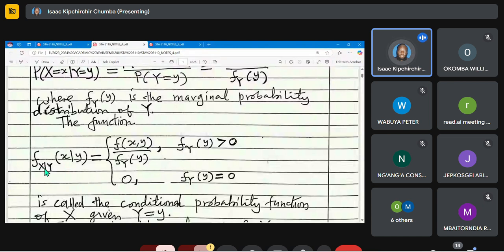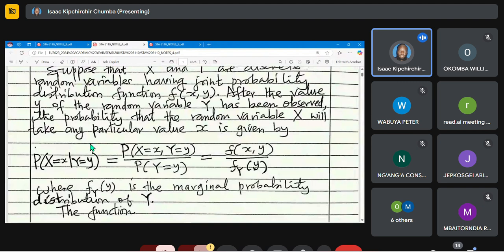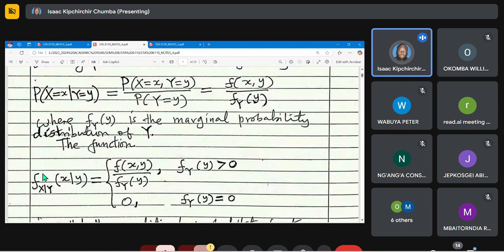The notation will just be x given y to denote that y has taken some value, and we are interested in determining the distribution of the random variable x. So we shall be saying f subscript x given y, and the argument is x given y. You can see now, both of them lowercase, this is basically what we have here, the joint over the marginal.